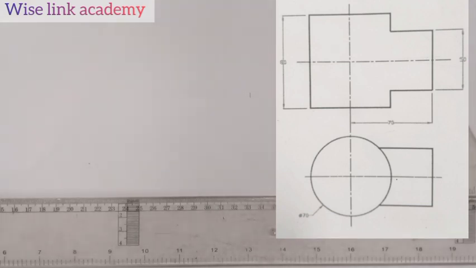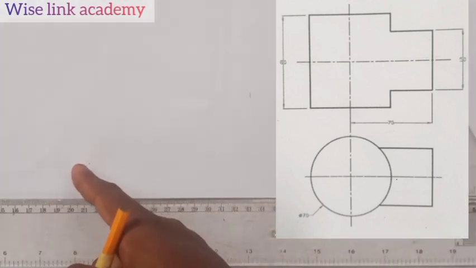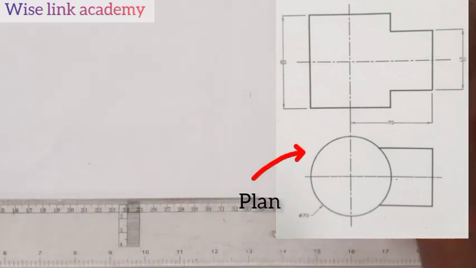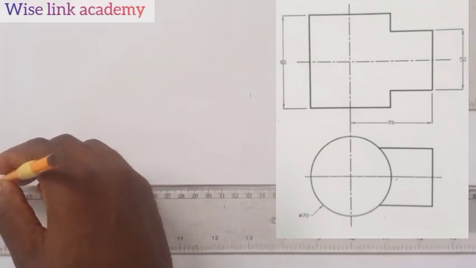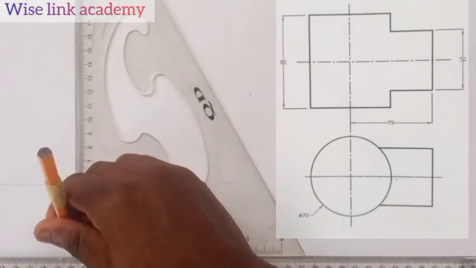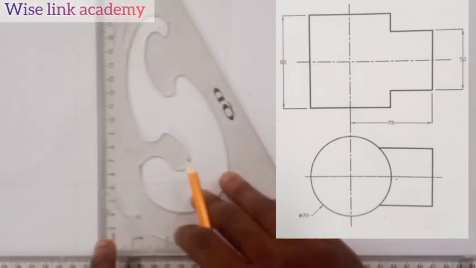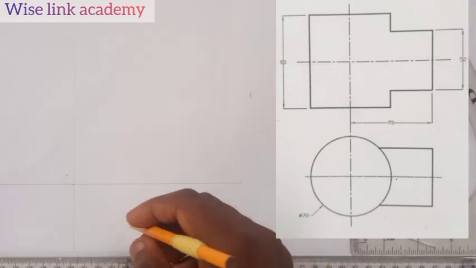Our first task here is that we need to reproduce the figure you're seeing at the right hand side of the screen. To produce that, my first task is to start with the plan, as my arrow indicates. First things first, I will draw a horizontal line this way, and a vertical line at this point, taking it upward. So this here is our center point for that circle.